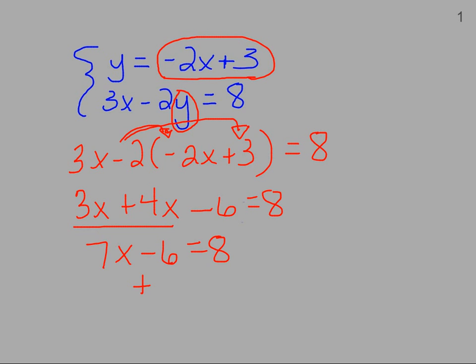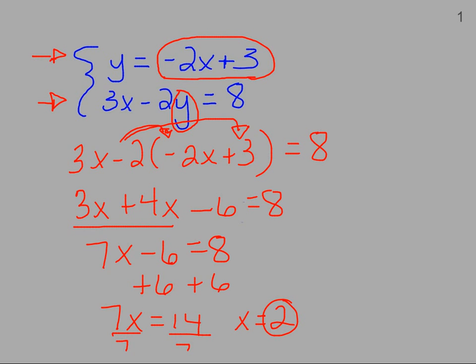Now I'll add 6 to both sides, and I get 7x equals 14. If I divide both sides by 7, I end up with x equals 2. Now remember, that is not your entire solution when you're doing a system of equations. You need to have an ordered pair. So we're going to take the 2 and plug it back into either equation. I can either use this one or this one. But remember, sometimes it's easier if you look for the one that will be faster.